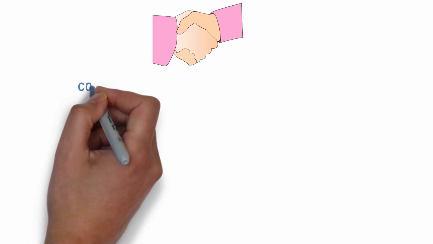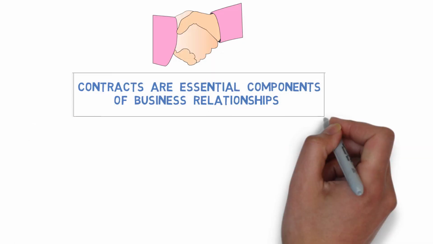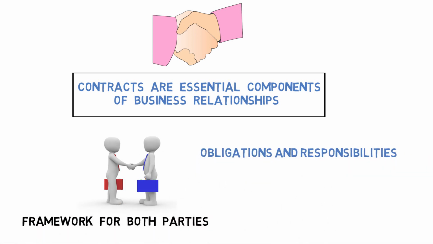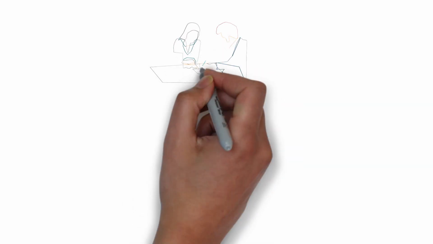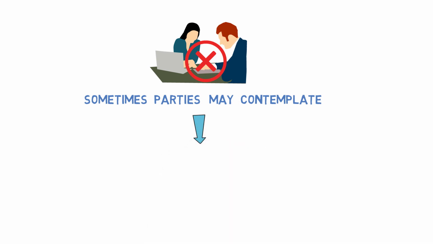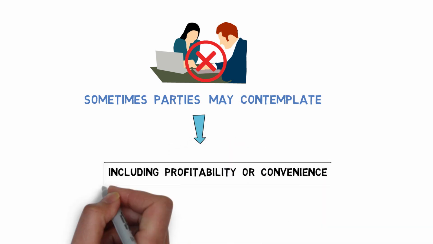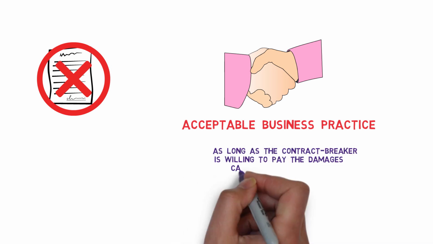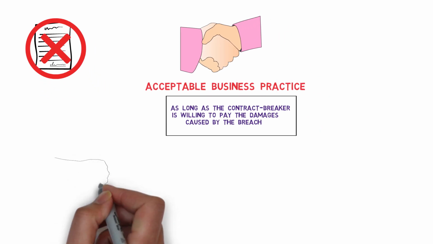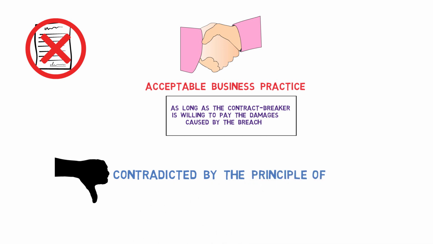Contracts are essential components of business relationships. They provide a framework for both parties to understand their obligations and responsibilities. However, sometimes parties may contemplate breaking contracts for various reasons, including profitability or convenience. The idea that breaking contracts is an acceptable business practice is argued by some, as long as the contract breaker is willing to pay the damages caused by the breach, but is contradicted by the principle of perfect duty.